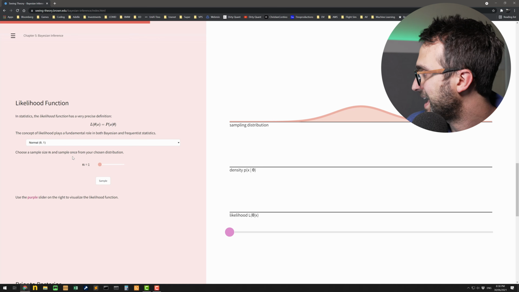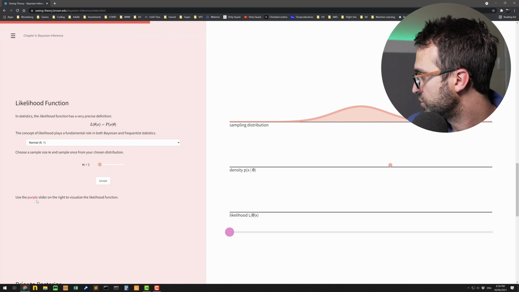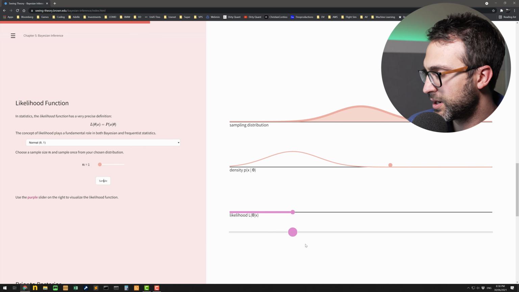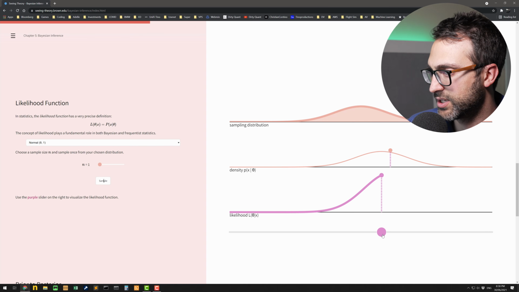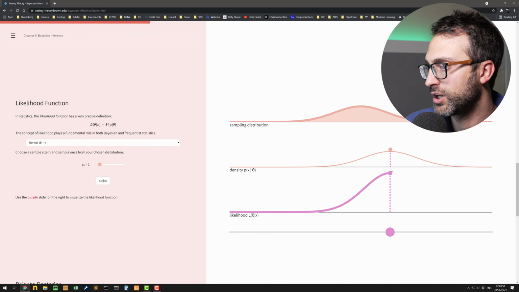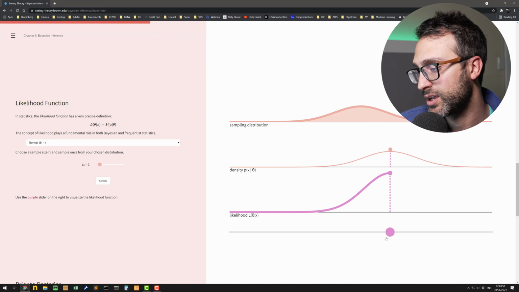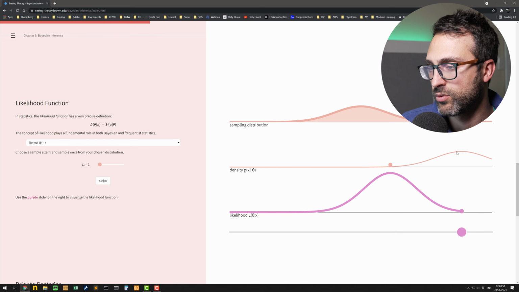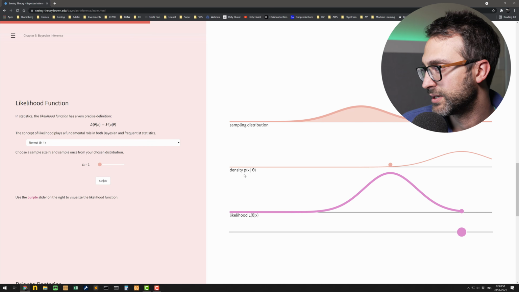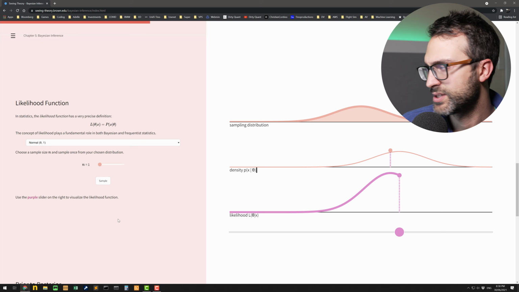Choose a sample size n, sample once. So I'm going to sample a value. That's my density. Use the purple slider, that's going to be my likelihood. So it's very likely, if I pick that here, my likelihood is at its highest point. That's really when you hear terms like maximum likelihood, where you're just trying to optimize that value, rather than saying, okay, well, it's actually likely that the parameter theta is sitting here. Well, actually, it should be sitting there. That's why it's at its maximum.